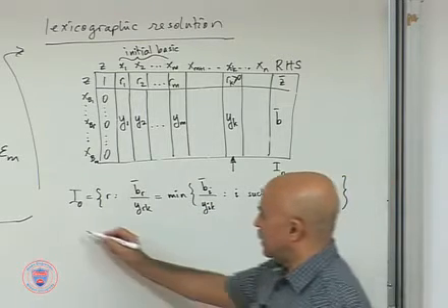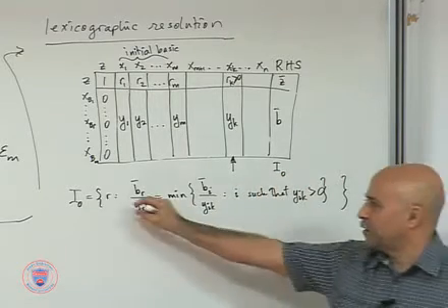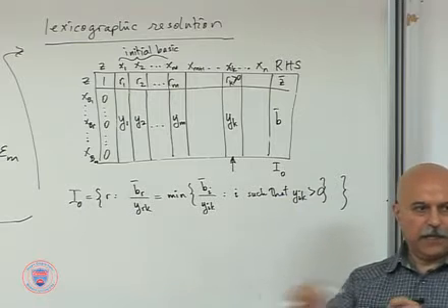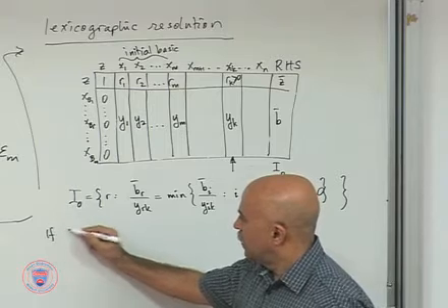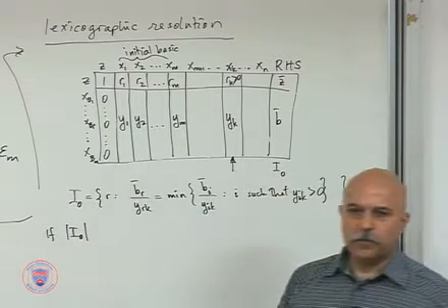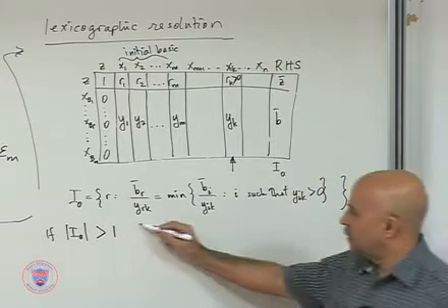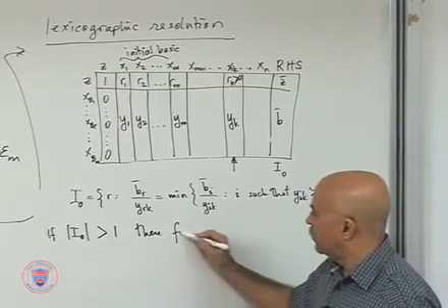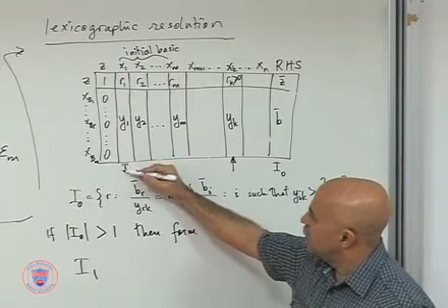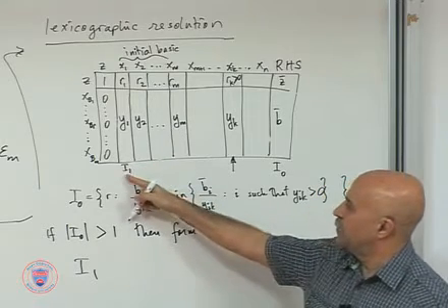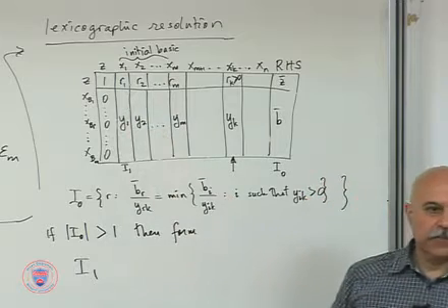If I0 is a singleton, there's nothing to do. You just make that particular rth basic variable exit. Okay? There's only one qualifying candidate. If, on the other hand, I0 contains more than one index, so if the cardinality is more than one, then form I sub 1, which is the set of qualifying indices associated with the first column of B inverse.